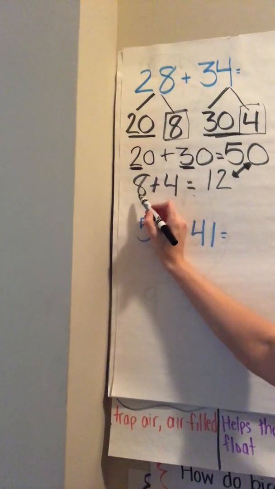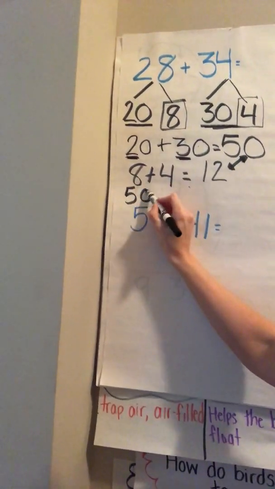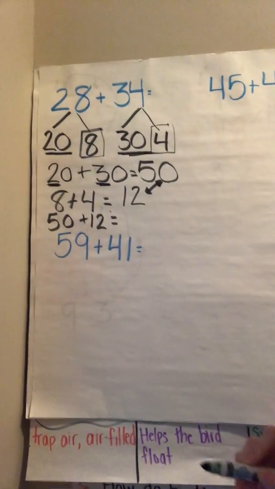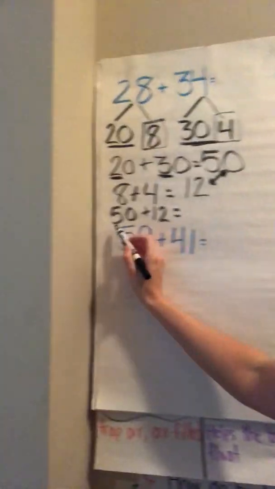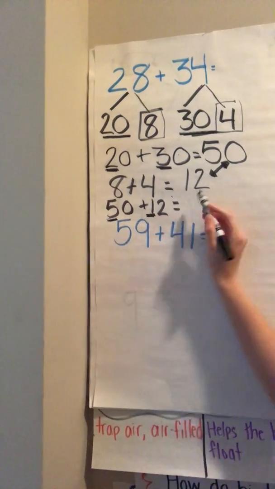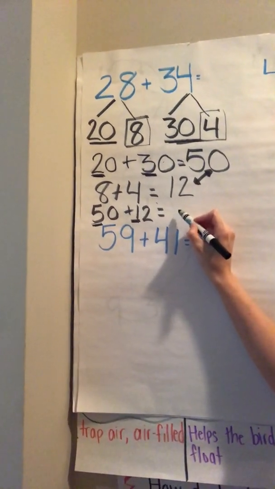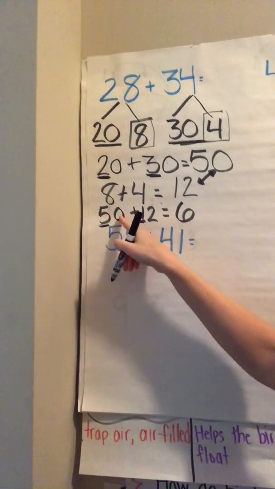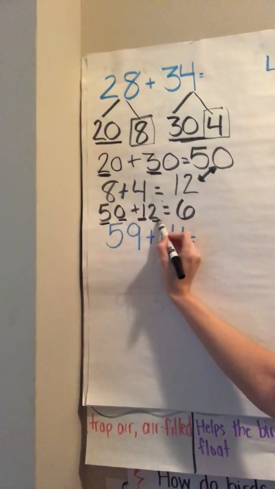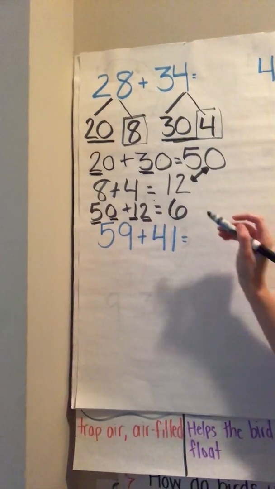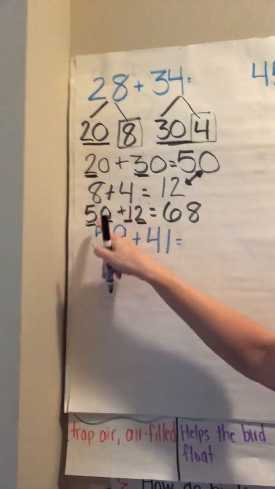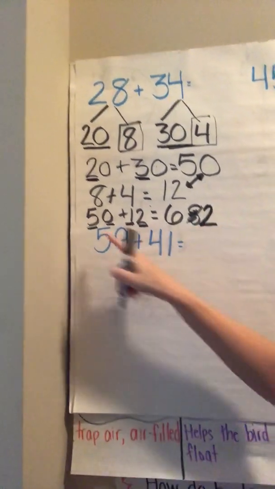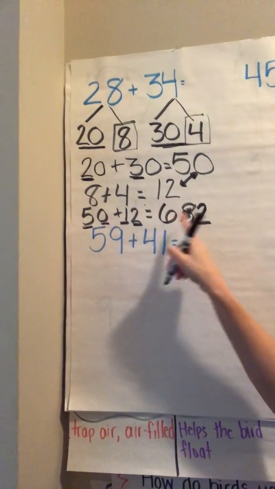So now we have 50 plus 12 equals. So we have our 5 and our 1, which makes 6, and our 0 plus our 2 equals our 2, I'm sorry. So 50 plus 12 equals 62.